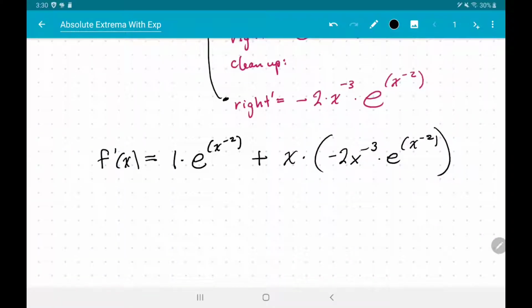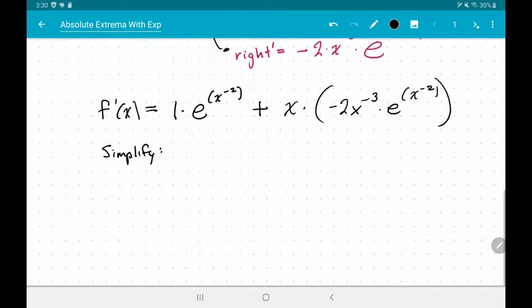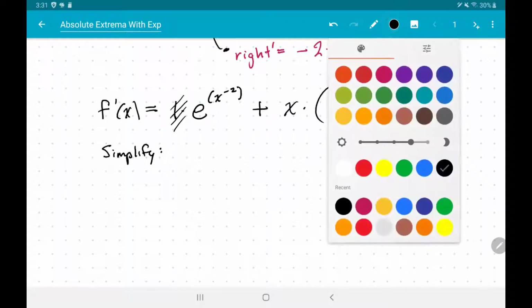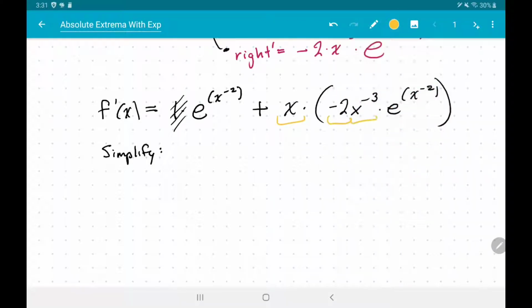Since we want to solve for critical numbers, we should simplify this. A couple of simplifications. We don't really need times 1. Also, over here, you can see it's several things multiplied. So that's multiplied, that's multiplied, that's multiplied, that's multiplied. So we don't really need these parentheses.